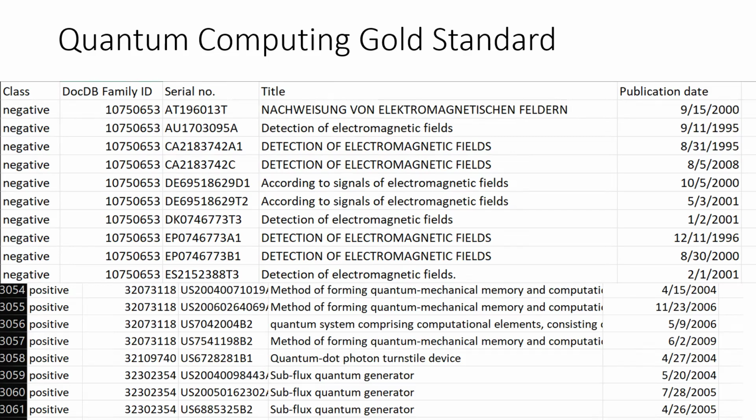And they belong to several different families here. I think I got 3 different families. And you can see their titles and their publication dates as well.